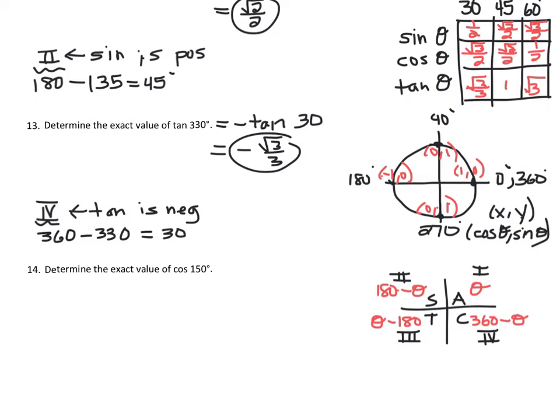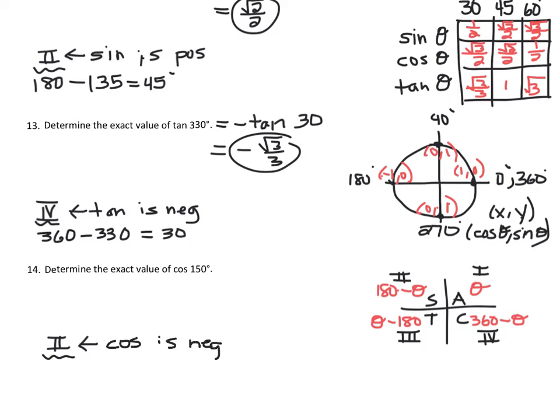Number 14, determine the exact value of cosine of 150. Okay, so 150 degrees is between 90 and 180, so that puts us in the second quadrant. Now, in the second quadrant, since we're dealing with cosine, we could see right here, sine is the trig function that's positive in the second quadrant, not cosine. So I'm going to say cosine is negative.